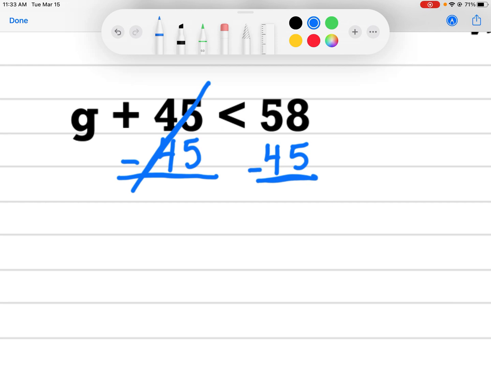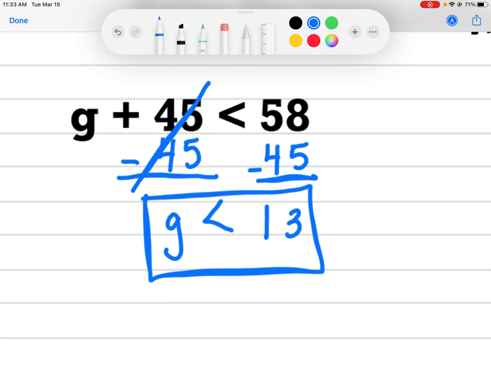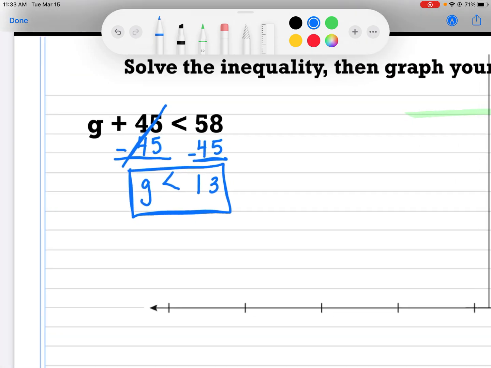All right, so I'm left with g isolated. I'm going to keep my inequality sign. Remember, this isn't equals, it's an inequality, so it's going to be less than. And then I'm going to do the math. 8 minus 5 is 3, 5 minus 4 is 1. So I know that g is less than 13.